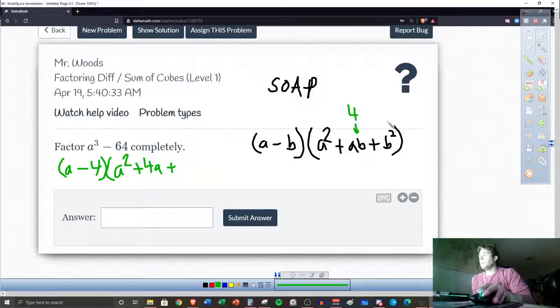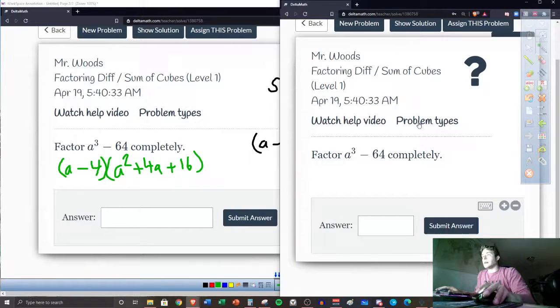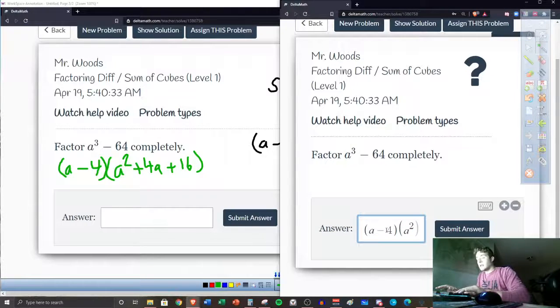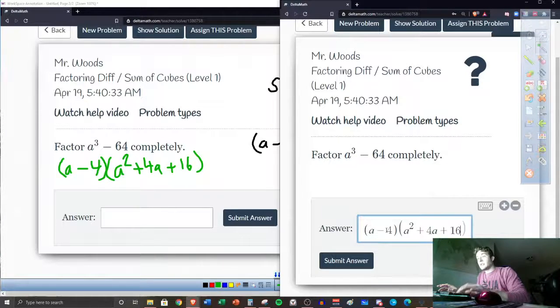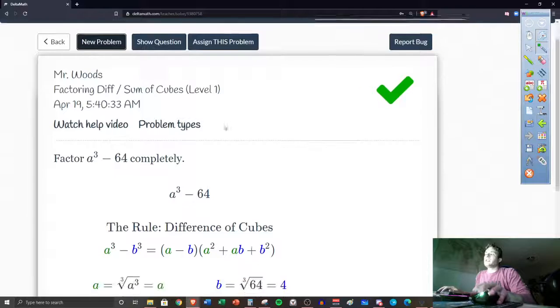So b squared is the same as 4 squared, right? 4 squared gets us 16. This should be the right answer, so let's go ahead and try typing that in. a minus 4, a to the second, opposite sign, 4a plus 16. Close it. We did it. So that's all you're having to do, and you need to work on trying to memorize that formula.